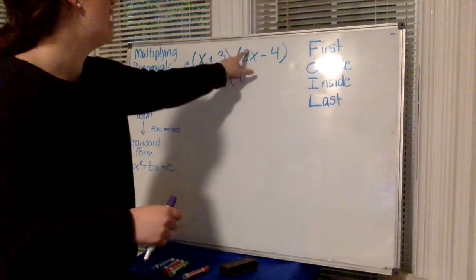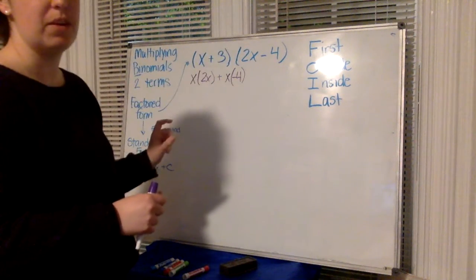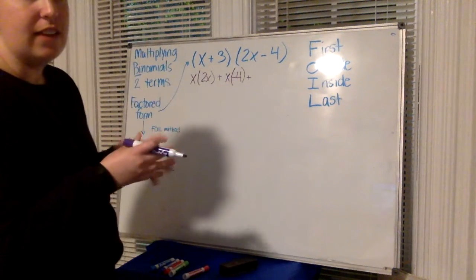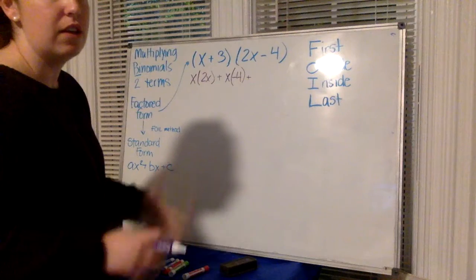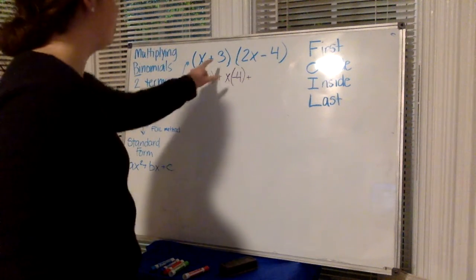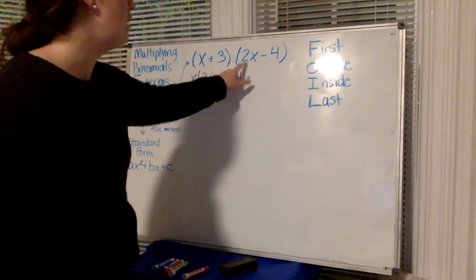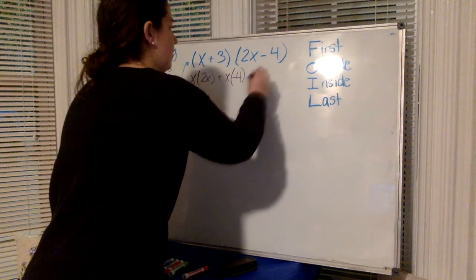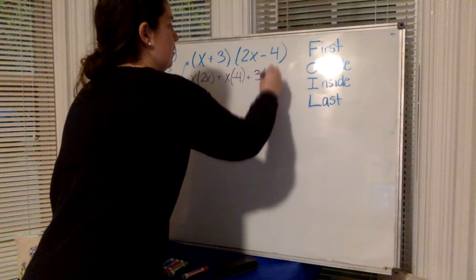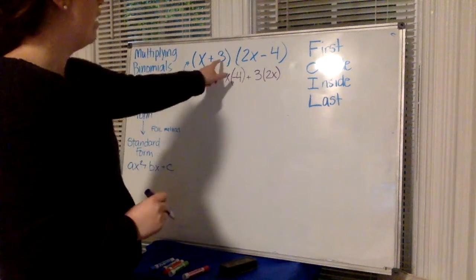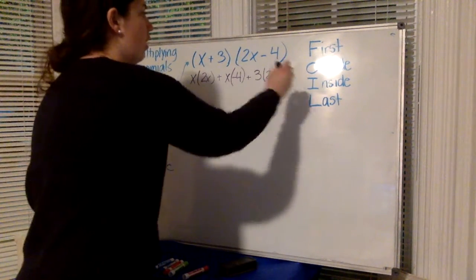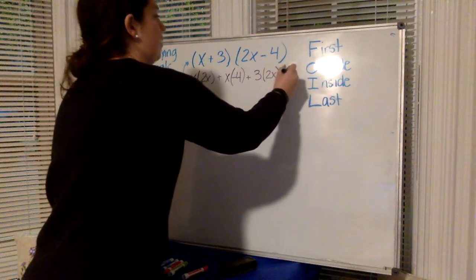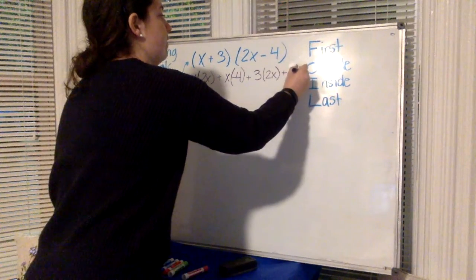Our next step is inside. So we need to do our inside terms. We need to multiply them. Again, just adding these together, we'll worry about the signs after. So we're doing 3 times 2x. And our last step is our last terms. Plus 3 times negative 4.